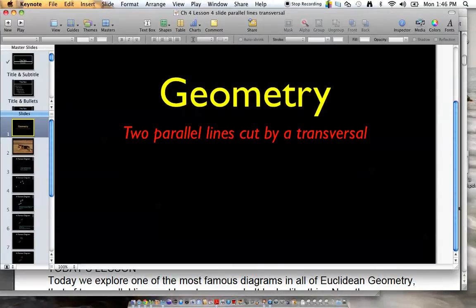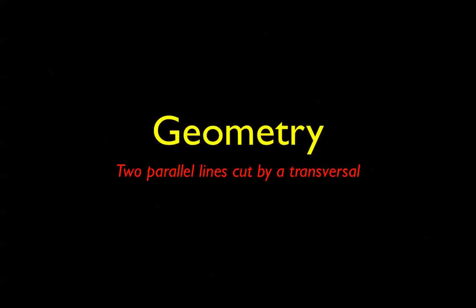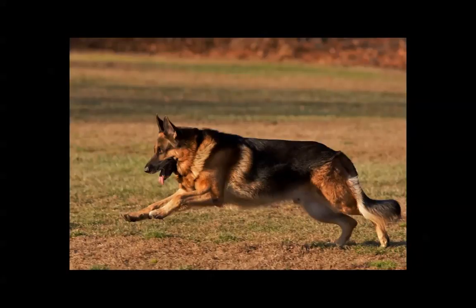That's a nice dog. Thanks. Geometry. 2 parallel lines cut by a transversal. That was our dog Bismarck many years ago when I made this slideshow.